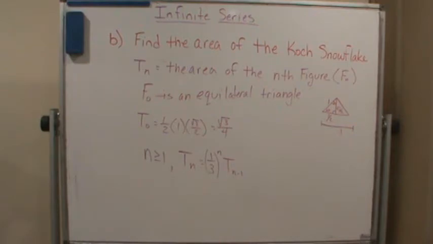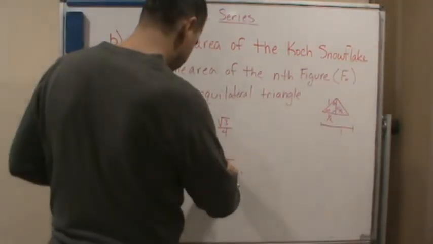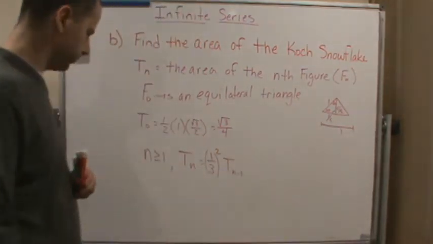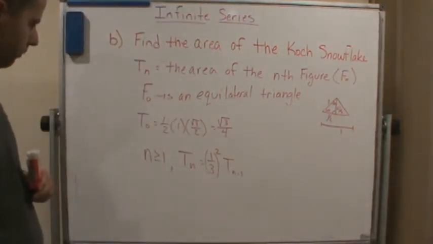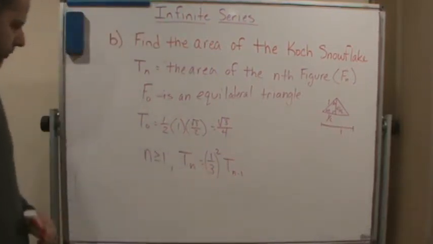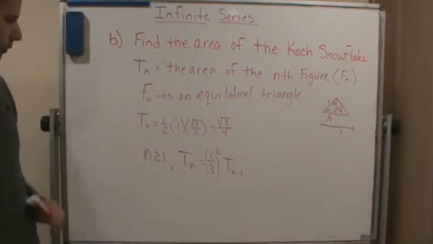Okay, so therefore, what do we get? Oh, not n, sorry. Didn't want to put n there, it should be 2, not 2. Okay, so this is the recursive relationship for the area of each subsequent figure from t sub 0.